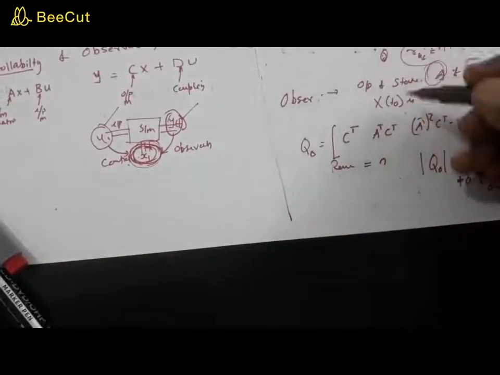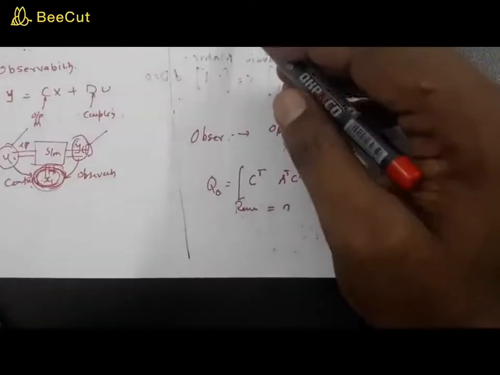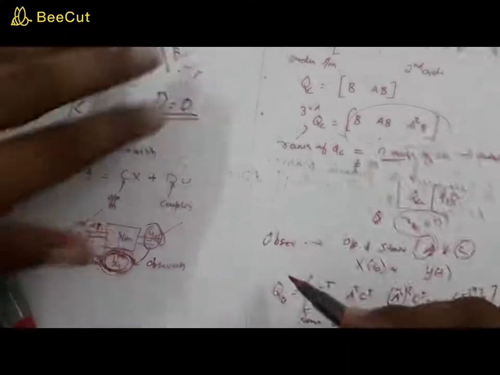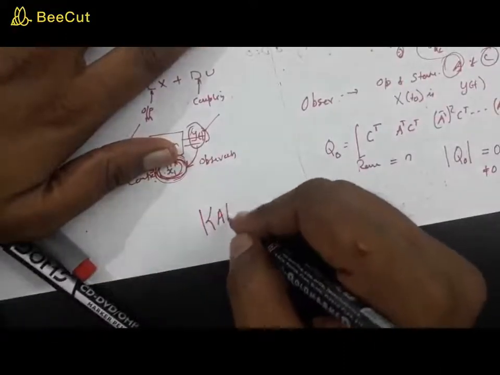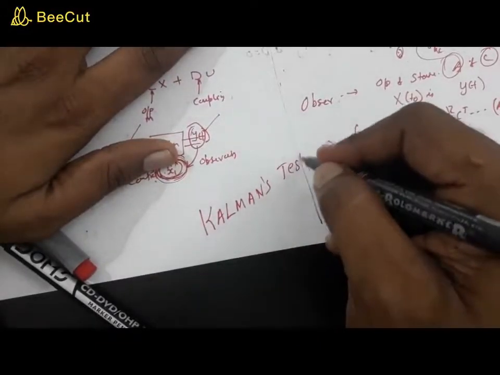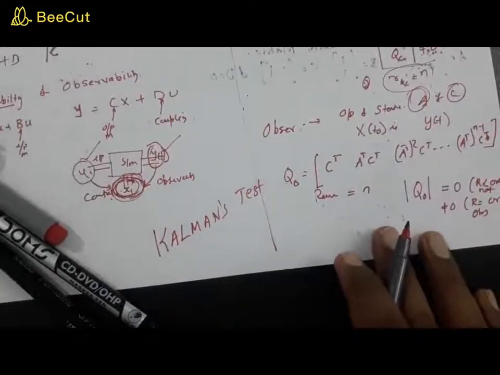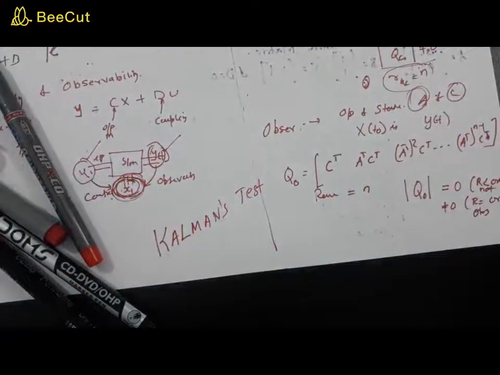These tests using the determinant of the composite matrices QC and QO are called Kalman's test, Kalman's test for observability and controllability. Okay, hope you understood this. We'll do a problem, and by that we can come to a conclusion of this material.